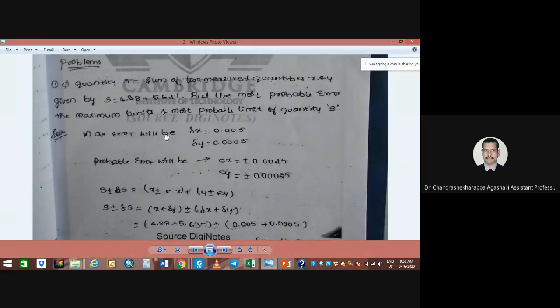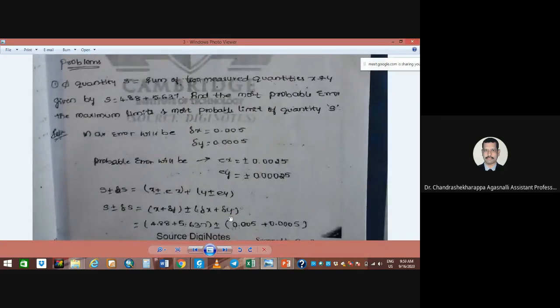So what is the value of delta X here? The S values are 4.88 plus 5.637, plus or minus the probable errors, delta X and delta Y, that is 0.0005 plus 0.0005. These are the values we have been given here. We need to fit them into the formulas.